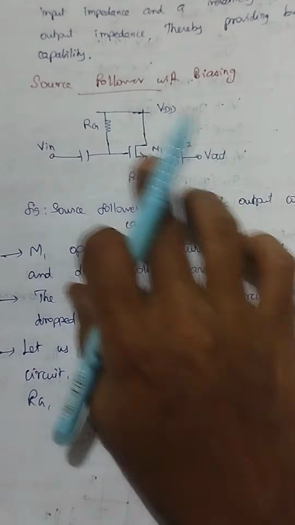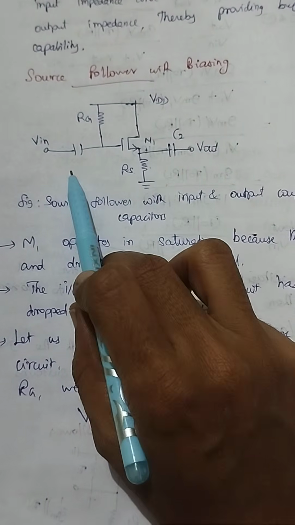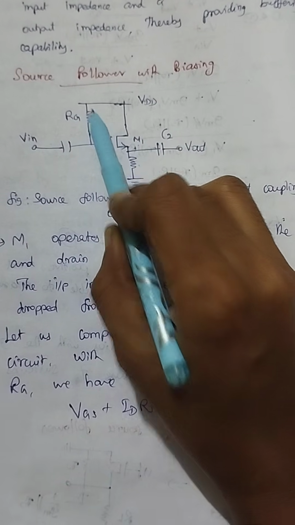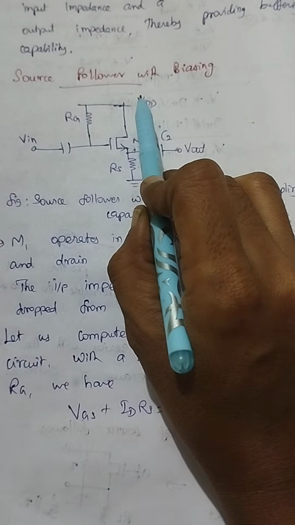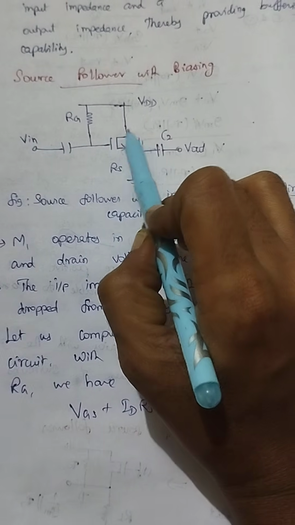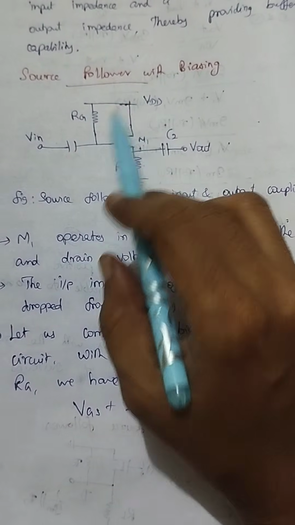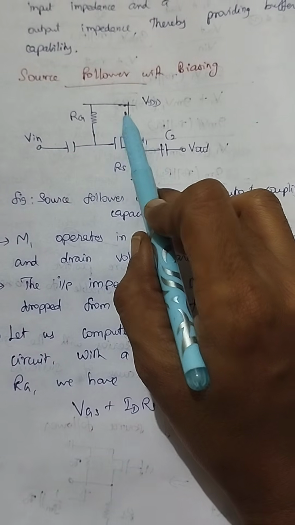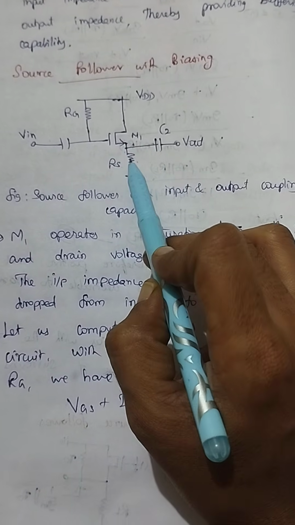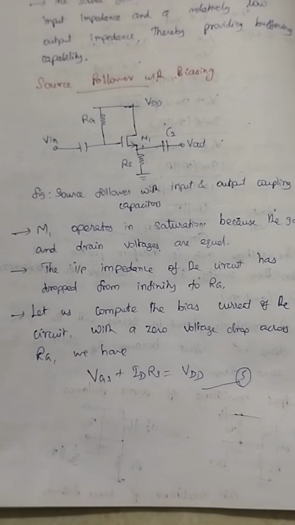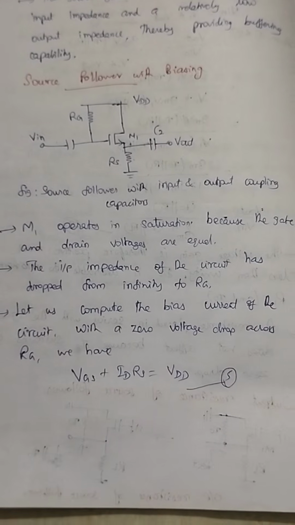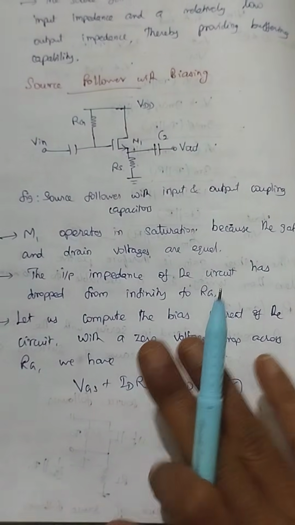So what about the biasing of the source follower? This is the circuit. Here we are connecting the gate to the supply voltage VDD through RG. So gate and drain are both connected to the same voltage VDD. Because of this, your M1 will be in the saturation region, since both gate and drain voltages are the same. We have a coupling capacitor, and at the source we have a resistance RS. Here your input impedance is reduced from infinity to RG.